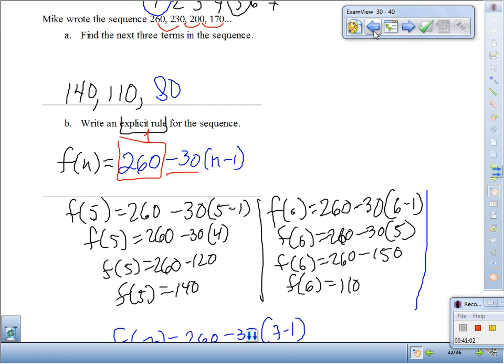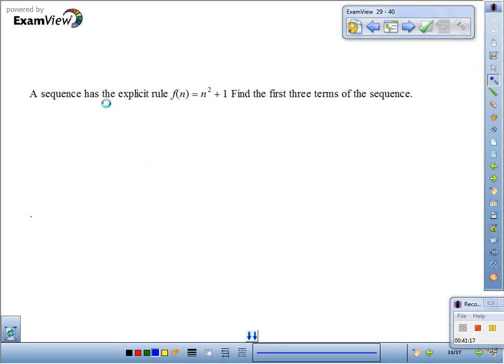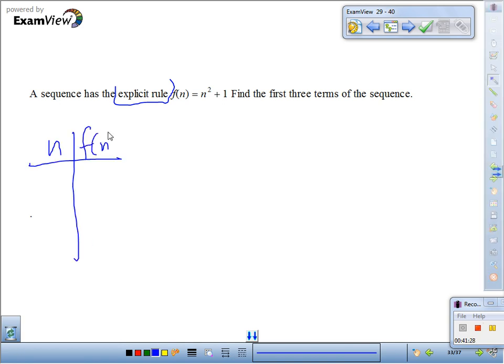Go to number 29. Here we go. This one is easy. Look up, please. A sequence has the explicit rule f of n equals n squared plus 1. Find the next three terms. So when you get to this one, and it says explicit rule, this is what you're going to do. You're going to write a table. You're going to write n, f of n. And the first value is 1, the second one is 2, and the third one is 3, because they want the first three terms.